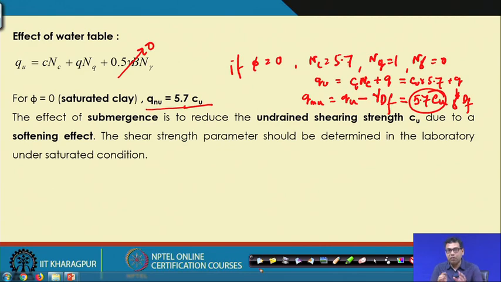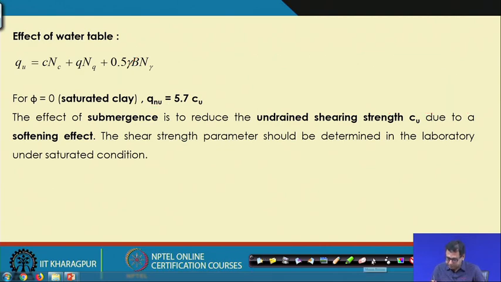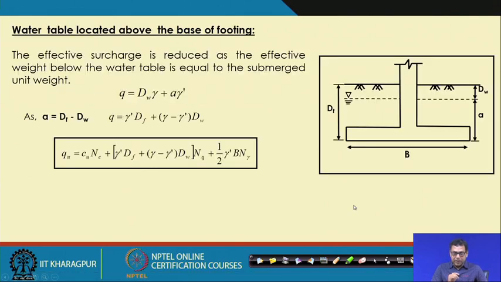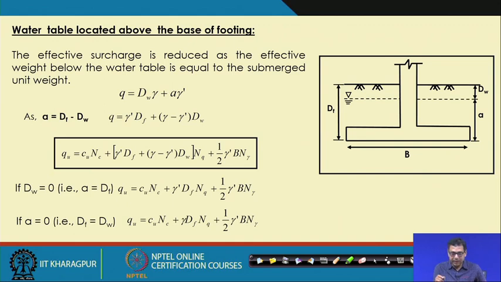Now, if it is a sandy soil or the c-phi soil, then what will happen? In general, for c-phi soil or phi soil, the water table will have a significant effect, because we have the unit weight terms, and the water table will affect this unit weight value. Initially you take the unit weight of dry soil, now we have to take the unit weight at different locations depending upon the location of the water table, because your unit weight will vary.